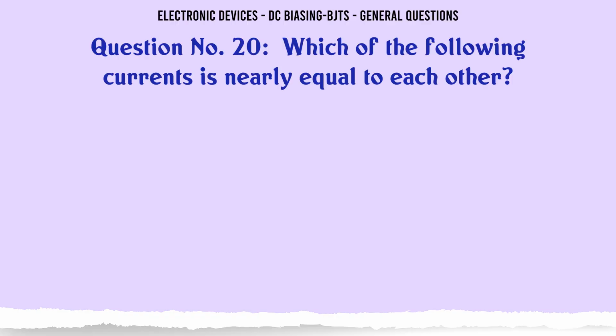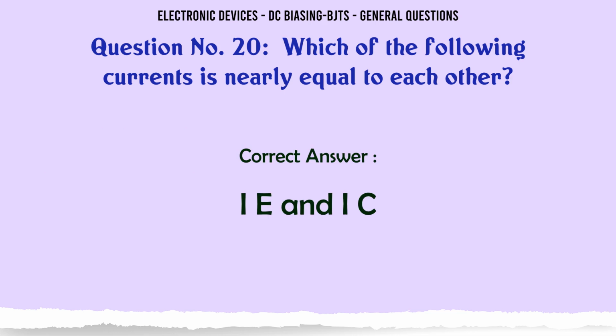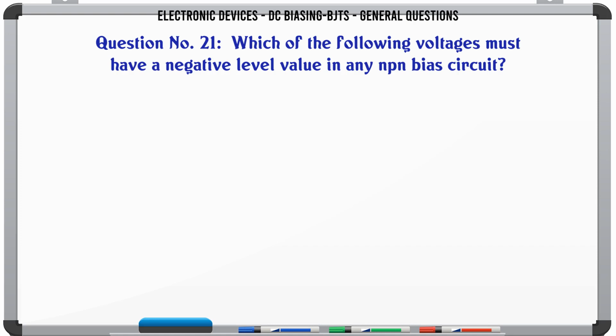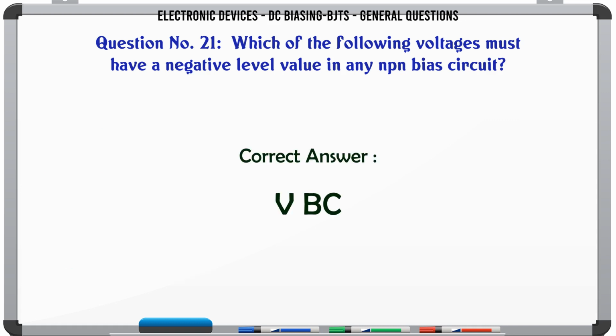Which of the following currents is nearly equal to each other? A IB and IC, B IE and IC, C IB and IE, D IB, IC and IE. The correct answer is IE and IC. Which of the following voltages must have a negative level value in any NPN bias circuit? A VB, B VCE, C VBC, D none of the above. The correct answer is VBC.